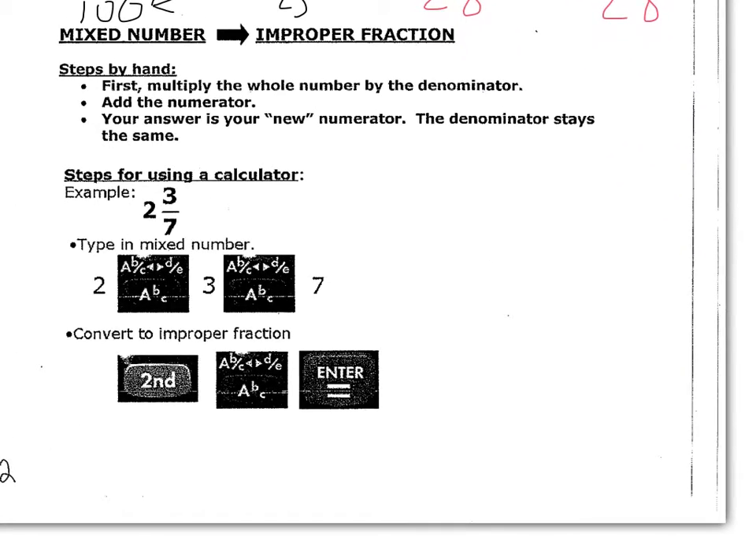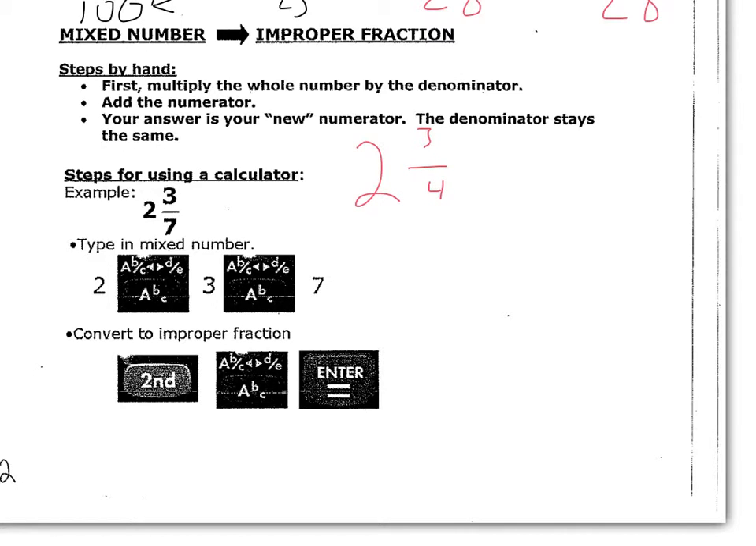Now we're going to move on to turning a mixed number into an improper fraction. Remember, a mixed number is a number where you have a whole number then a fraction. And an improper fraction means the numerator is greater than the denominator. Now there's 2 ways you can do this. You can do it by hand, and I'll teach you that first, then we can do it using a calculator. So let's try the example 2 3/4.